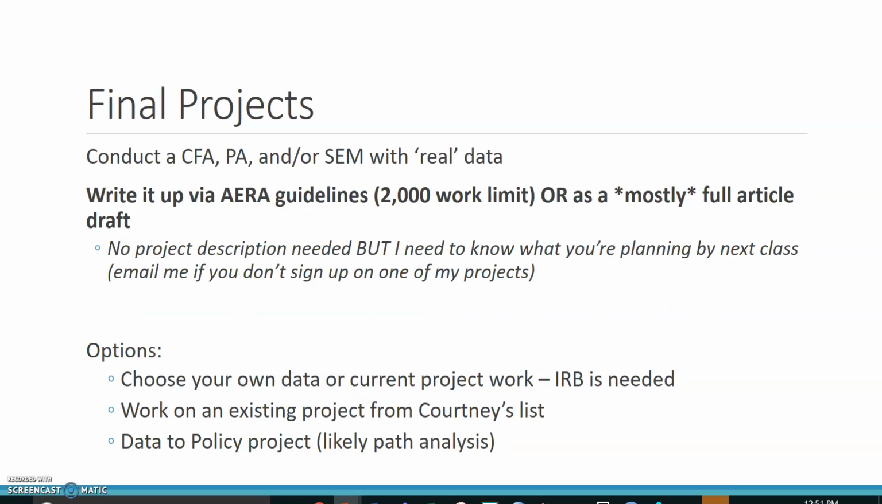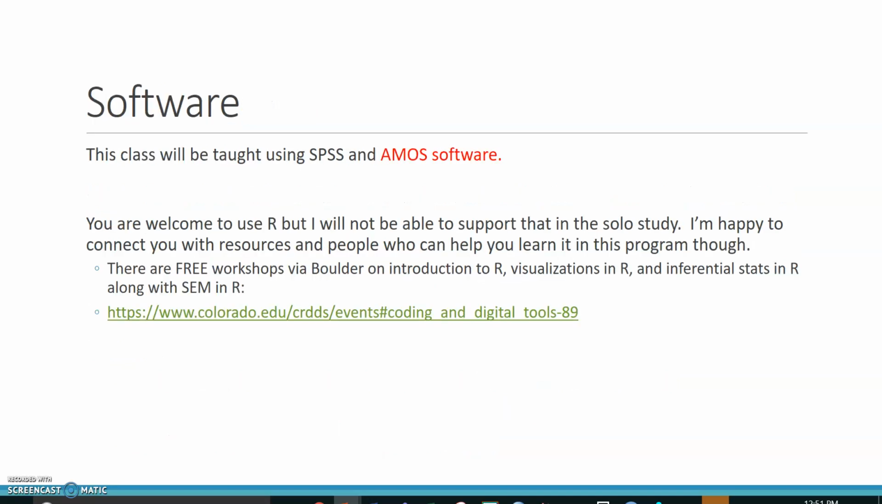Final projects will be CFA, path analysis, or SEM with real data. This should be an AERA proposal, so about 2,000 words. You could do a mostly full article if you want to go that route as well. Your choice. I have data. We should chat soon about what kind of data you want to use.